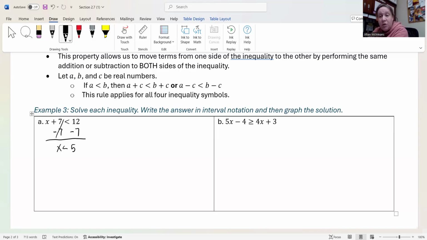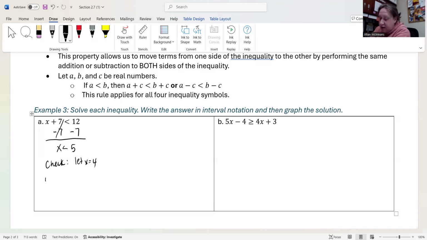Now, just like with equations, you can check your solution, but you have to be really careful. If I check this, I have to check values that are less than 5. Now, this says values for x have to be exactly less than 5. It cannot equal 5. If I were to plug 5 in, I would get 12 is less than 12, which isn't really true, okay? So I would need to pick any value less than 5. So we could say, let's check x equals 4, okay? 4 is definitely a value less than 5. Let's plug it into this inequality and see if it's true.